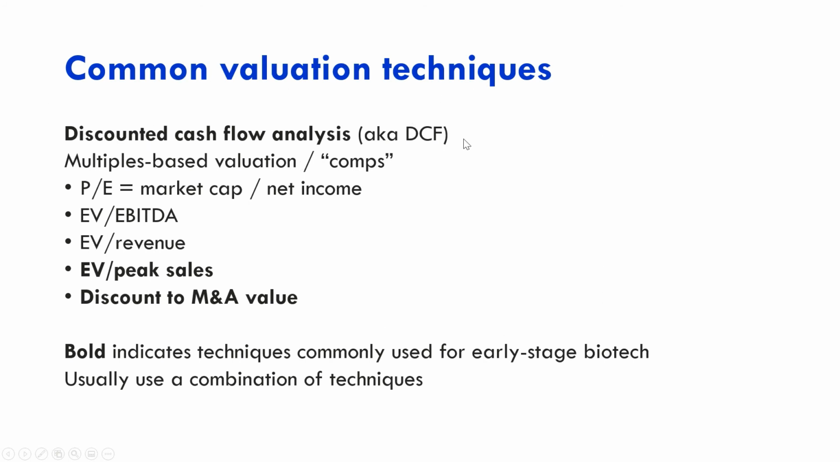So we'll go through each of these in more detail in subsequent videos, but this is just an overview of some common ways to value companies in general, and then the ones in bold are commonly used in biotech. So there's two basic buckets of valuation techniques that are used. So one is fundamental valuation methodologies, of which discounted cash flow analysis is very prominent. And when I say fundamental, I mean you're trying to get at the future cash flows that a company will generate and then determine the value of the company that way.